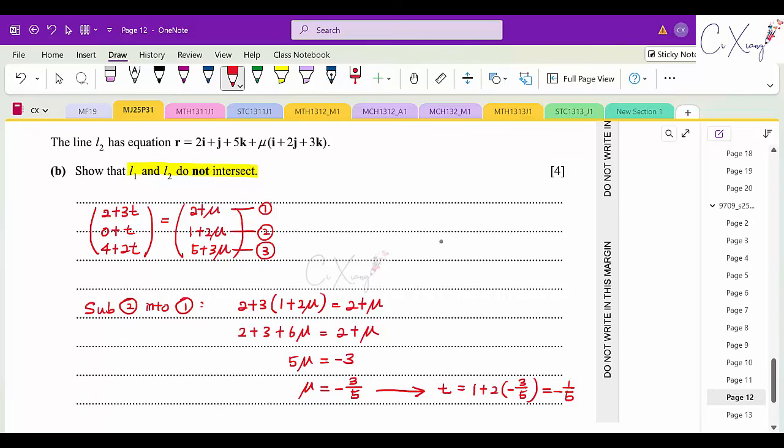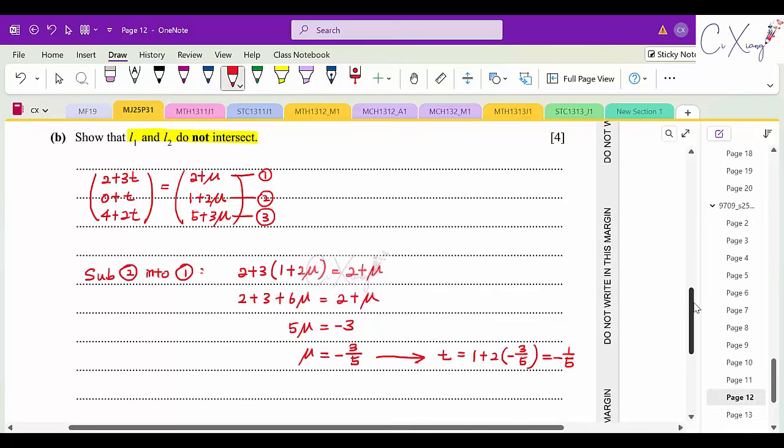After you get your value of mu and t, what should you do? How can I prove that they do not intersect? We have to prove it in this way. After you get the value for mu and t, please substitute them back into the equation that you haven't used just now. In my example, I'm using 2 and 1 to solve for the answer, so later I will need to use equation number 3 to prove that they do not intersect. So let us have a look.